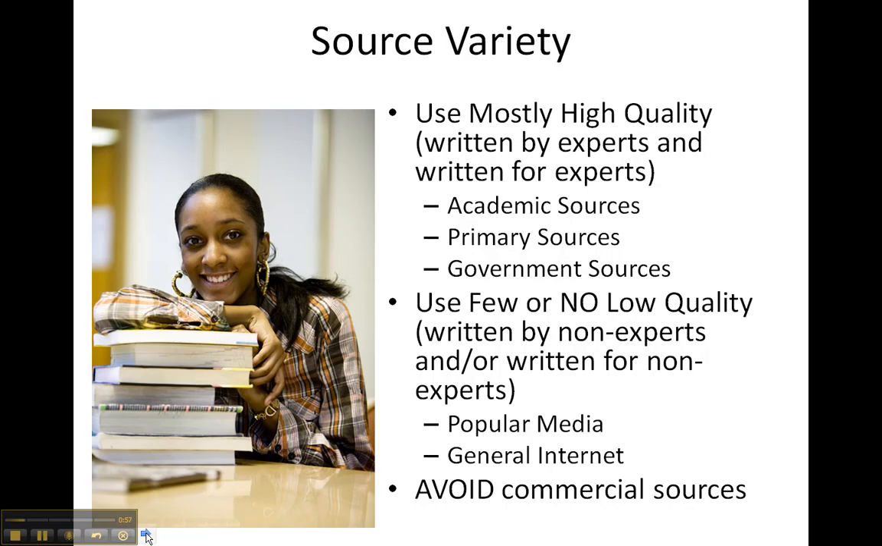Remember to use good source variety, including high-quality sources, low-quality sources. Include things like primary sources if you can. Include government sources. Remember, we define high quality as something written by experts and for experts. So you should have mostly high-quality sources. Make sure you always double-check for any paper how the instructor defines a high-quality source and make sure that you have enough.